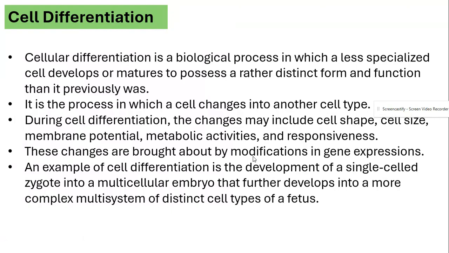Cellular differentiation is a biological process in which a less specialized cell develops and matures to possess a rather distinct form and function. It is a process in which a cell changes into another cell type, right? During cell differentiation, changes may include cell shape, cell size, membrane potential, metabolic activities, and responsiveness. These changes are brought about by modification in gene expression. An example of cell differentiation is the development of a single cell zygote into a multicellular embryo that further develops into a more complex multisystem of distinct cell types of a fetus.